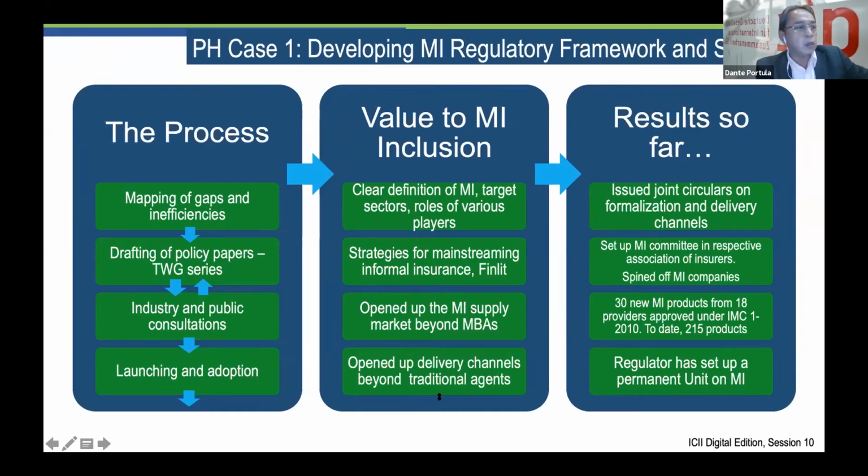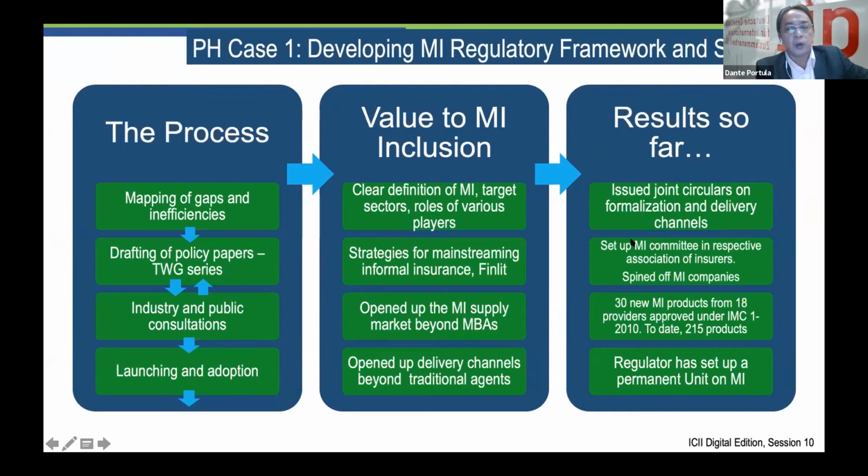Now, what is the value proposition on financial inclusion? So there was a clear definition of microinsurance, who the target sectors are, clear roles of the various players in the industry, and even some non-insurance players that are part of the distribution aspects. The strategies for mainstreaming informal insurance were clarified. Financial literacy was also launched. The microinsurance supply market beyond the mutuals was opened. Here, the commercial insurance companies participated already in the market, including bringing delivery channels beyond the traditional agents.